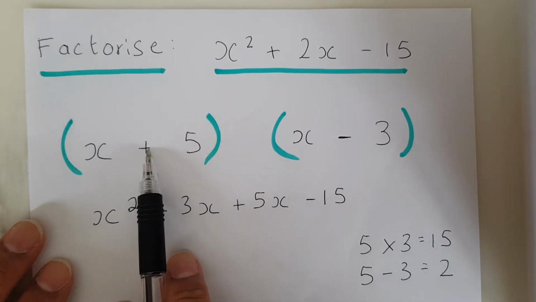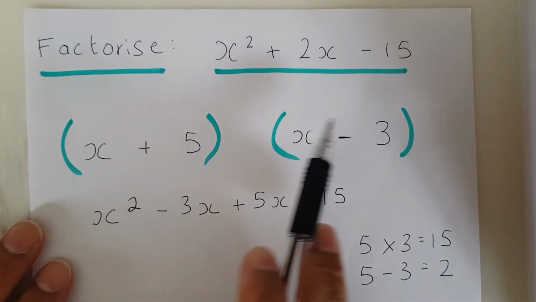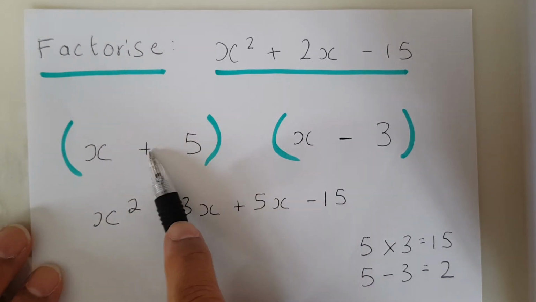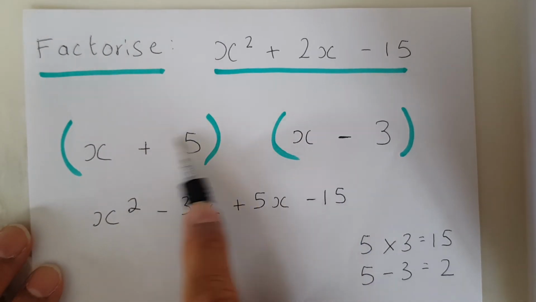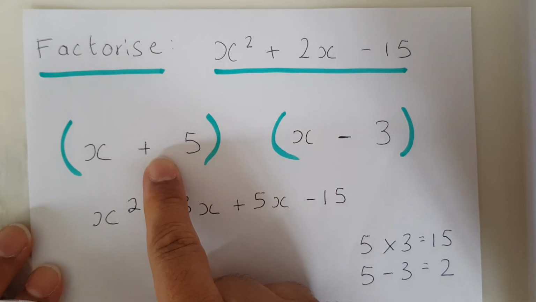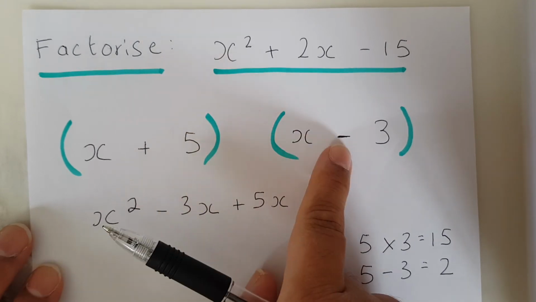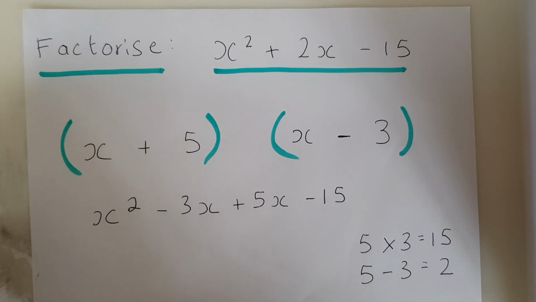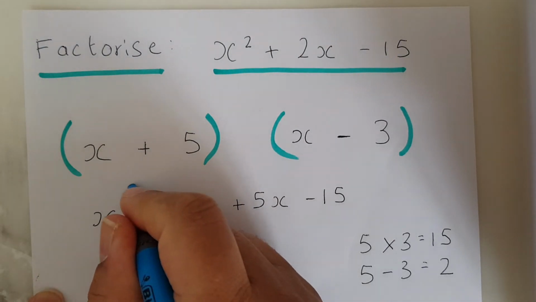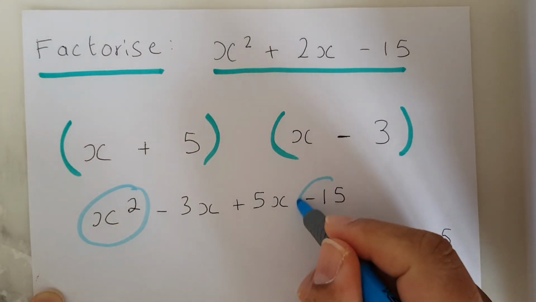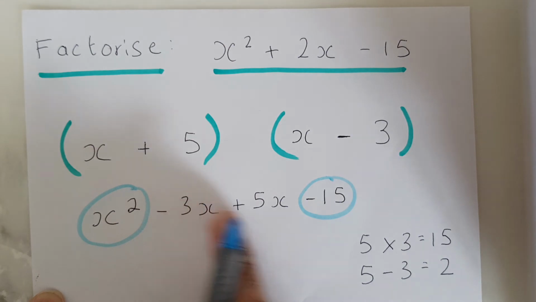So it could have been positive there, negative there, or negative there, positive there. We definitely knew it was going to be one or the other. But which way around we don't know, whether the plus goes there or the plus stays there. But we do know it's a plus and a minus. So does this work? We've got the x squared, excellent, I'm going to circle that. We've got the minus 15 because 5 times minus 3. That's brilliant. So we've got the last two, but is this correct?